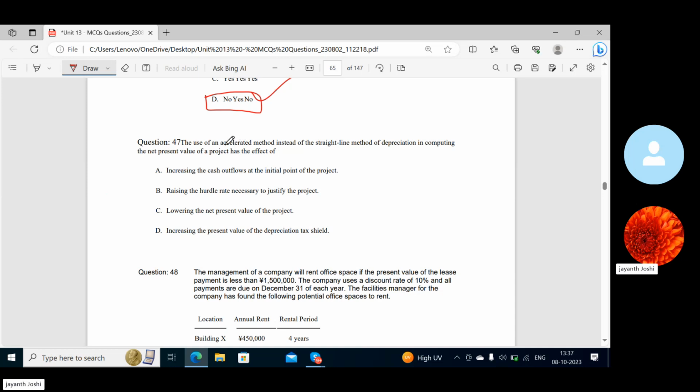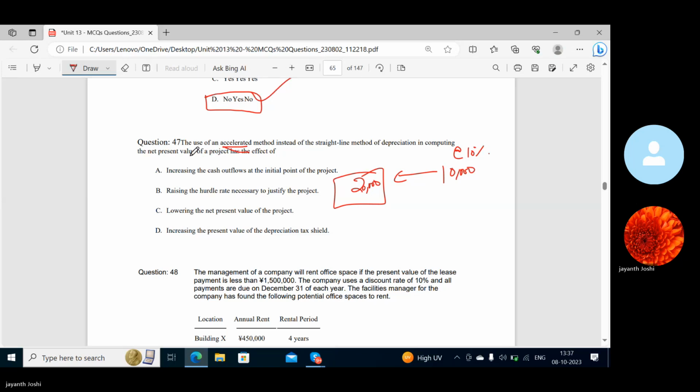Accelerated method is nothing but the double declining method, whereby in the depreciation you are calculating, suppose the straight line method depreciation is 10,000 at the rate of 10%. For double declining, you will be using the double of this. You will be removing 2 times of this. That means you'll be removing 20,000. Understood? That's called the accelerated method.